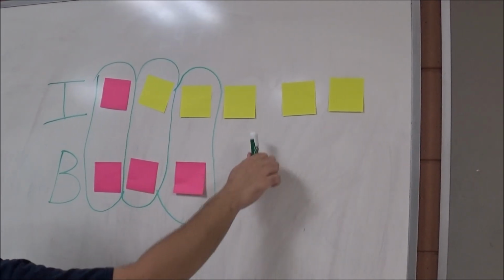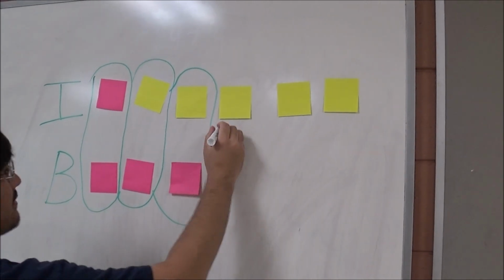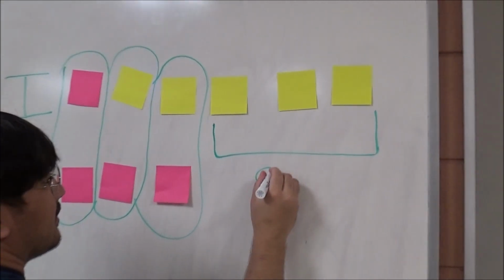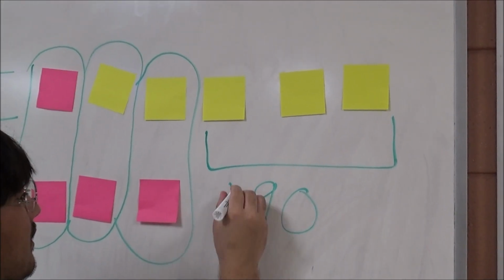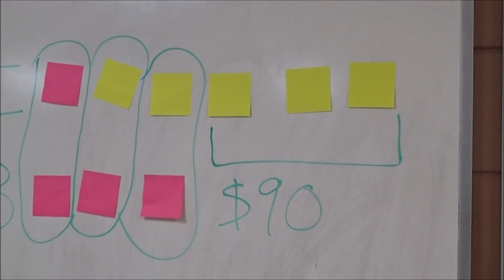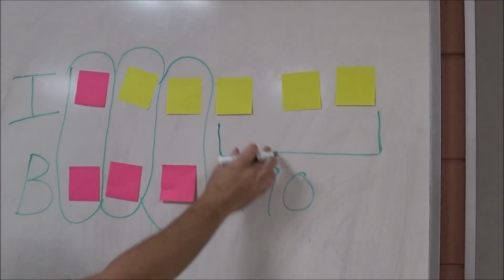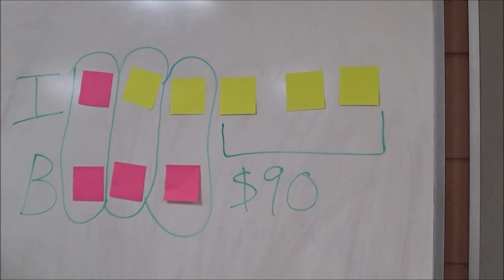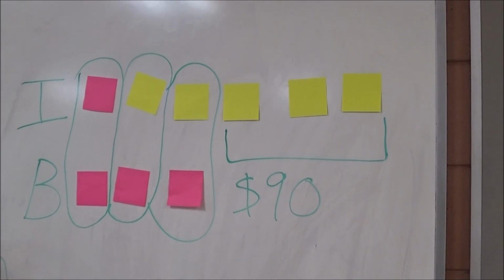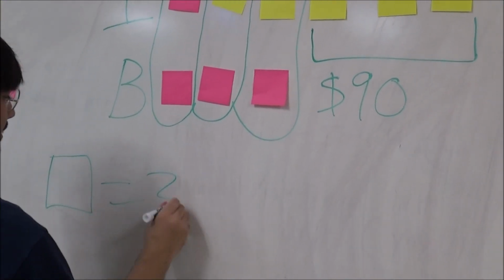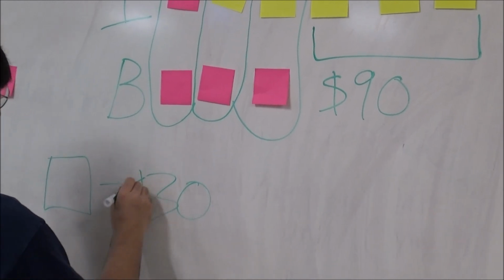And what we'll be left with is 3 squares. This represents our $90. So what we want to do then is break up the $90 equally among the 3 squares, which will tell us that the squares each represent $30.